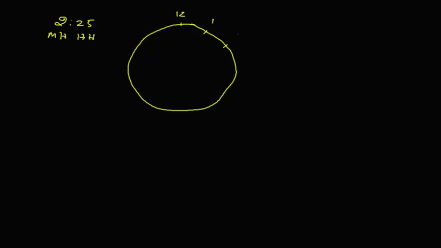So this is 12, this is 1, this is 2. So exactly at 2 o'clock, the position of the hands is this, and at 2:25, this is say 3, this is 4, and this is 5. The minute hand would have moved to position 5, and the hour hand must have also moved some part. So this is how it has moved. Fine. So now this question is also easy to solve.